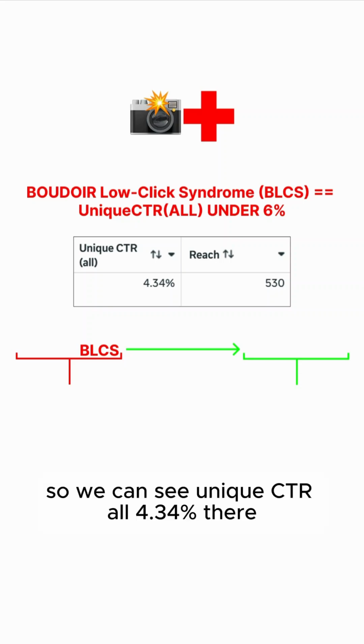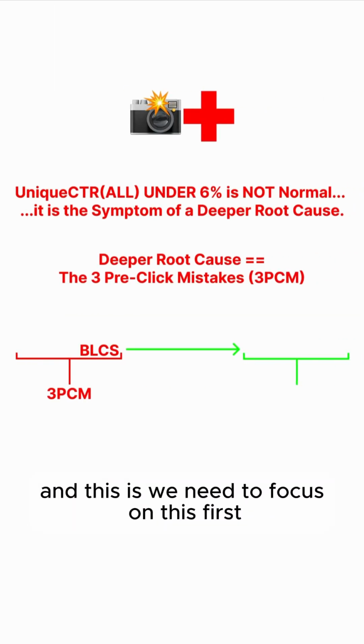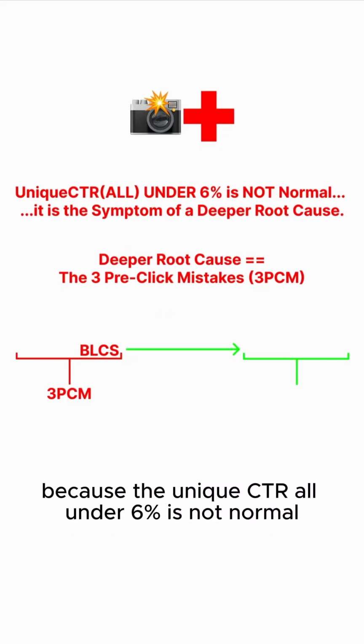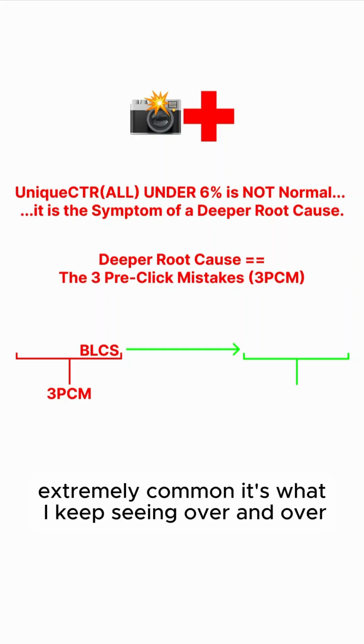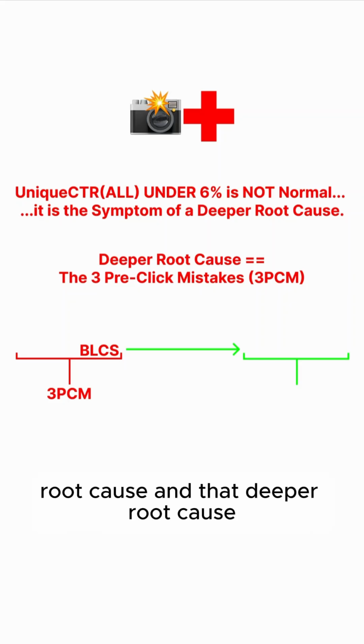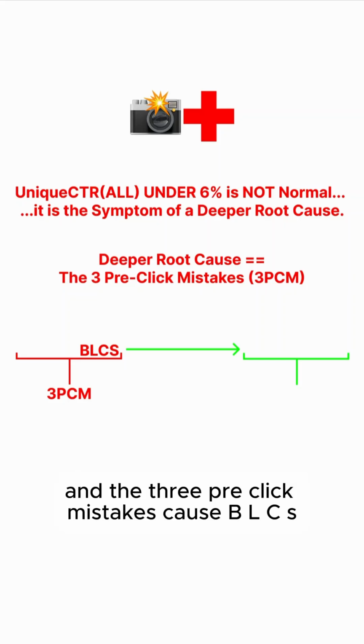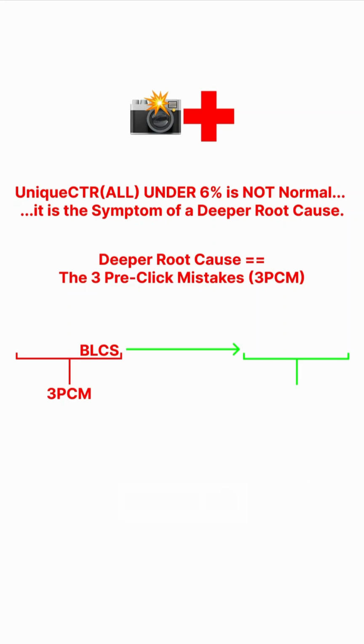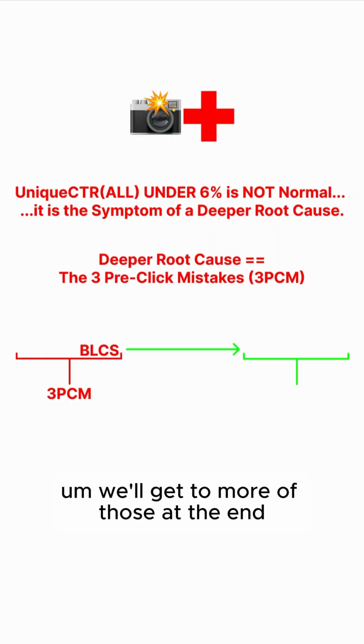So we can see unique CTR 4.34% there. And we need to focus on this first because unique CTR under 6% is not normal. It's extremely common, and it's what I keep seeing over and over again. Every single Boudoir Facebook ad I've seen and tested has BLCS, unique CTR under 6%. And it's a problem because it's actually the symptom of a deeper root cause. That deeper root cause is the 3 pre-click mistakes. 3 pre-click mistakes cause BLCS, and we'll get to more of those at the end.